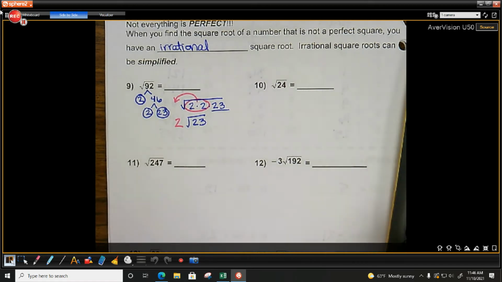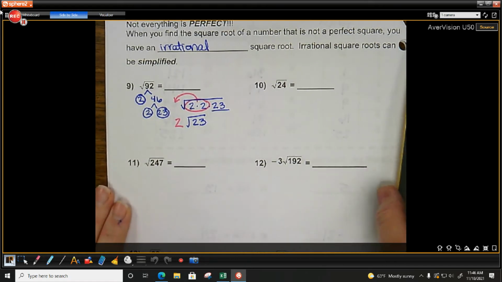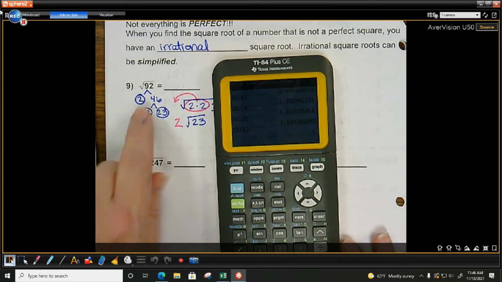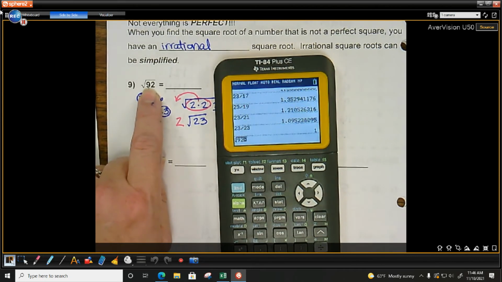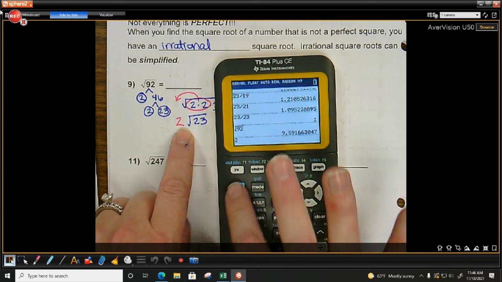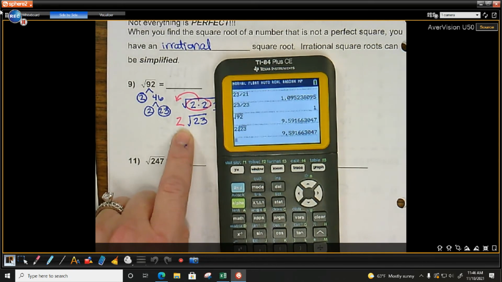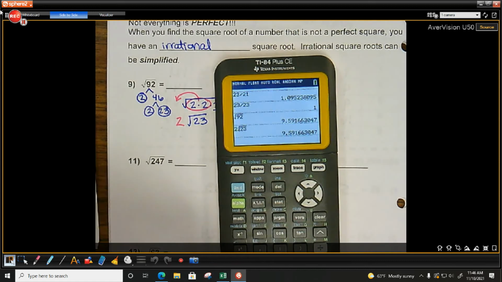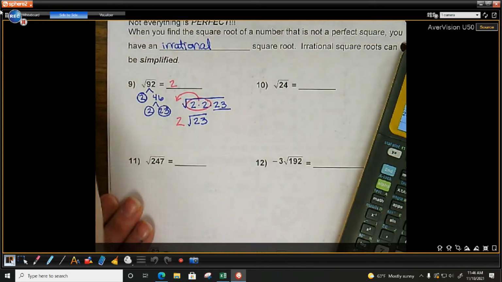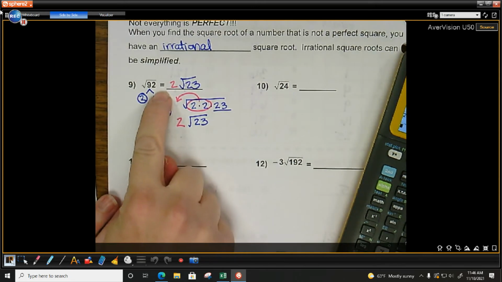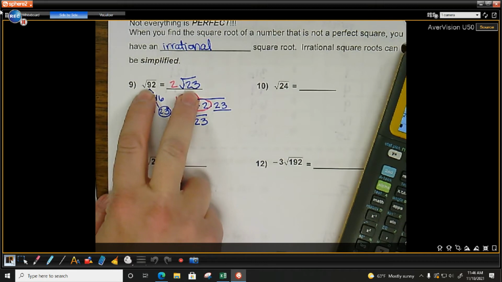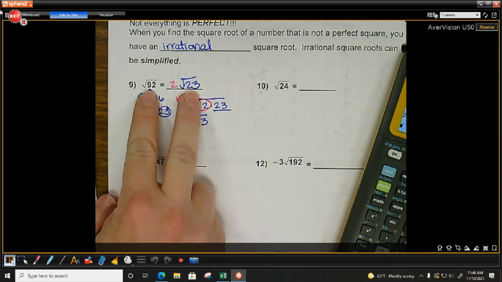Okay? Now, just like on the first page, you can check yourself. Let's go to our calculator and retype in the square root of 92. We know we're going to get this ugly decimal because it's irrational. But then let's type in our answer, 2 square root of 23. Do I get the same ugly decimal? Yeah, because they're equivalent values. These are equal to each other. See how there's an equal sign there? If this gives you one decimal and this gives you a different decimal, then you are definitely wrong. Okay? We good?